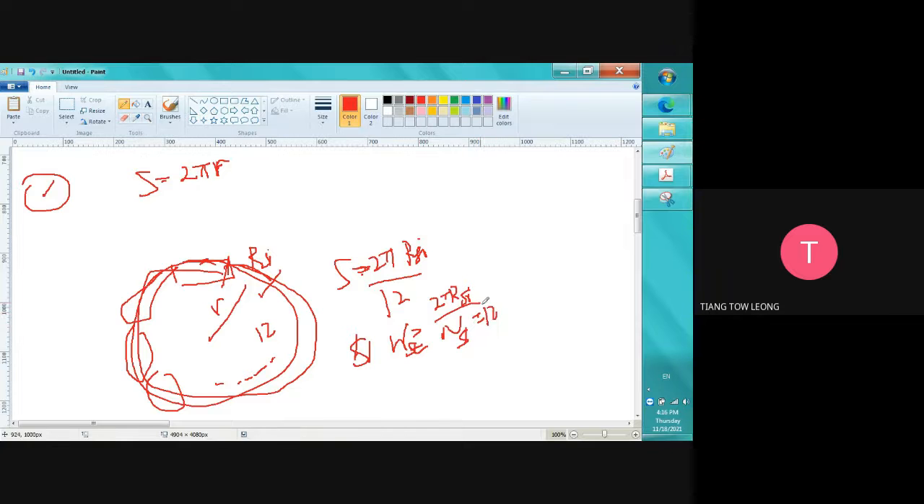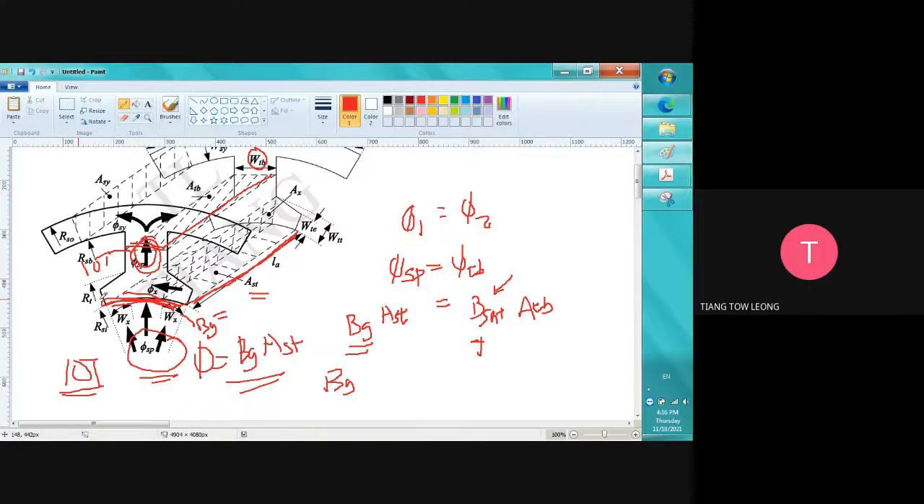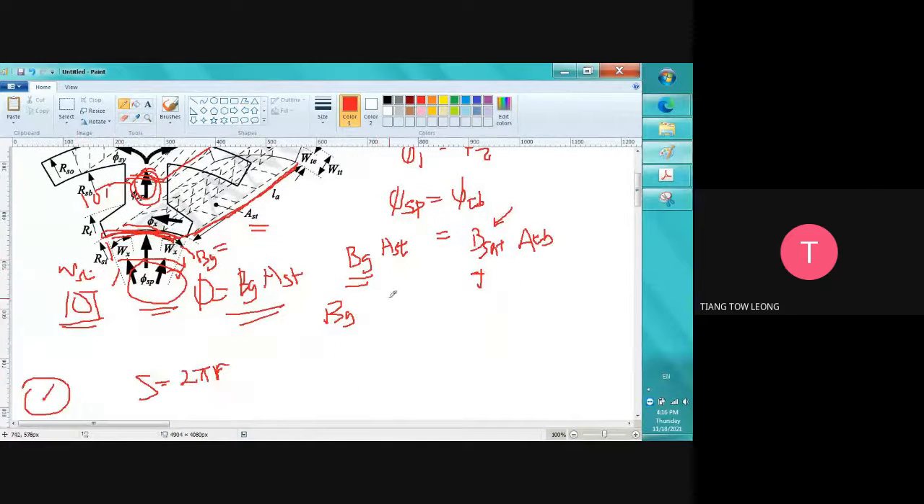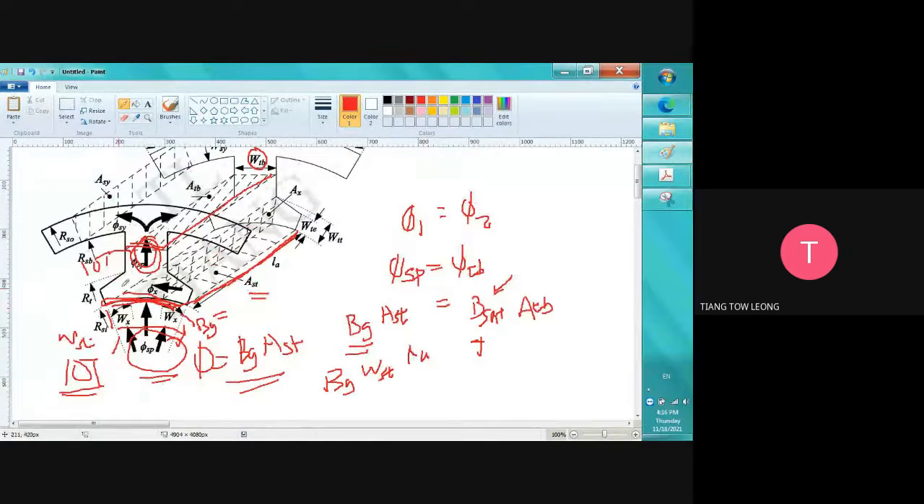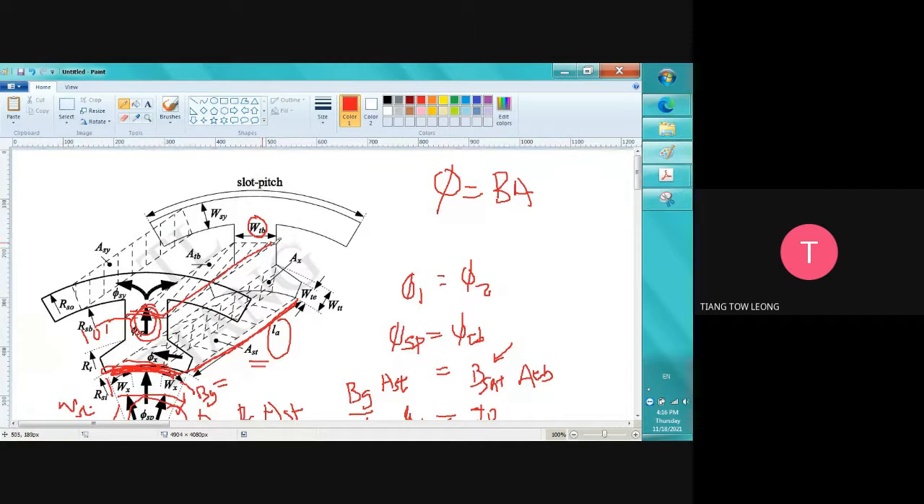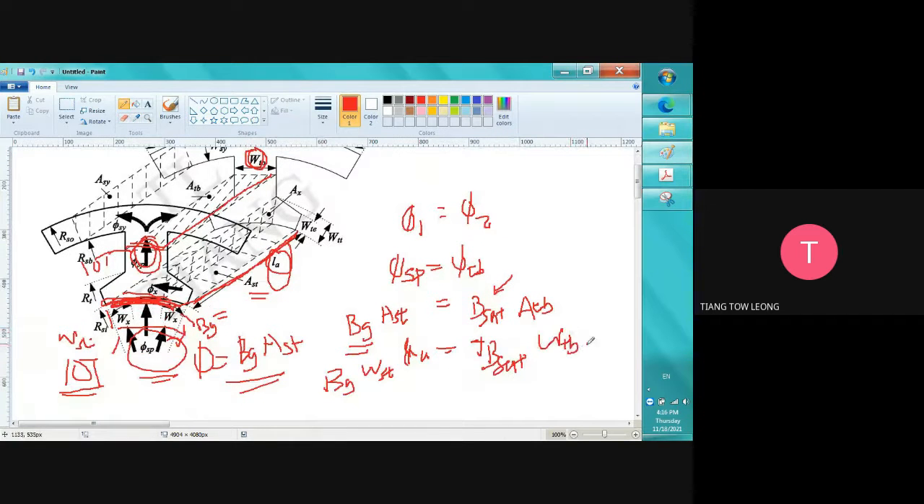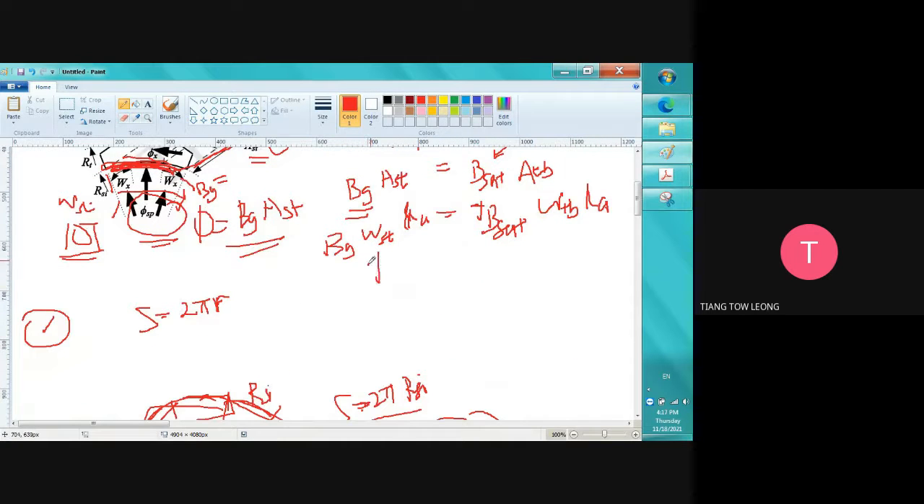This is 12. So this is WST. Let's say this one is WST. This one is WST. So which means we have WST times LA here, and then we have B saturation times ATB. ATB is WTB times LA. So WTB times LA, something like this. So now we want to find the WTB first, because BG we already have it.